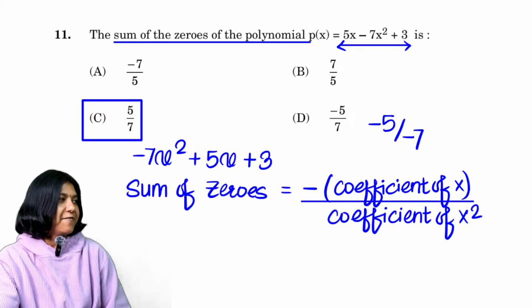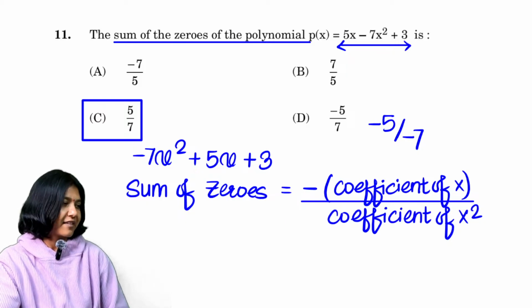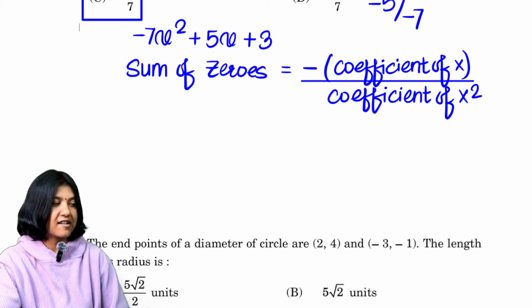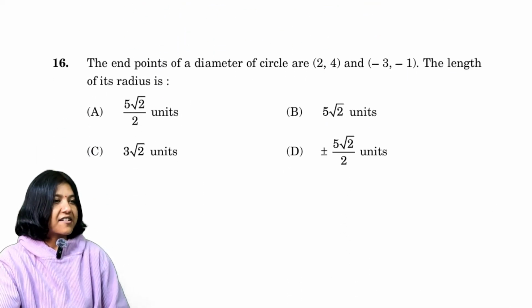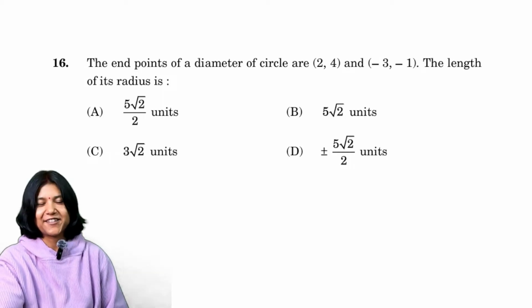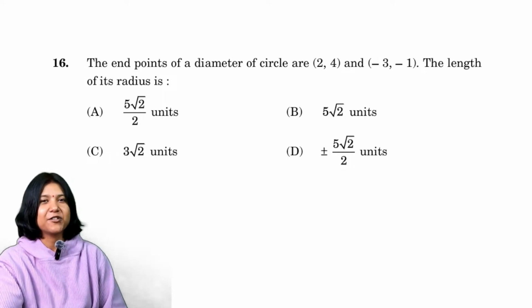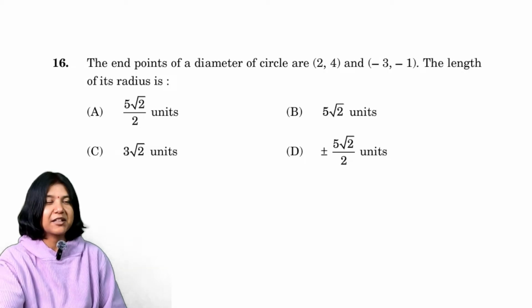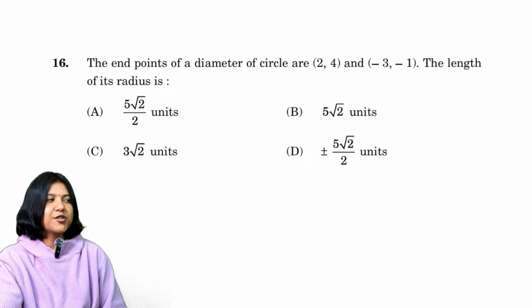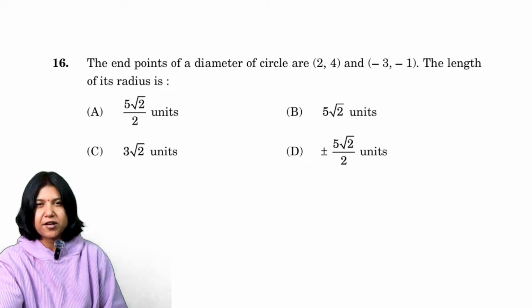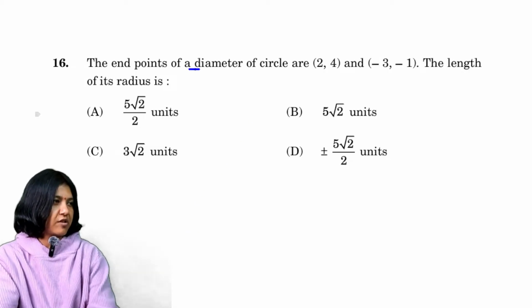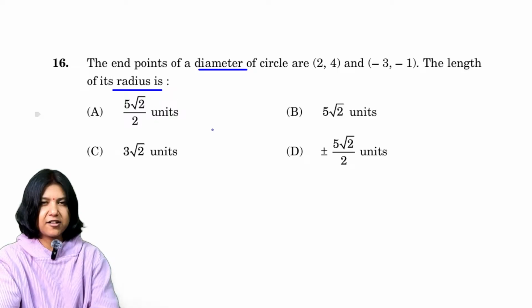So, this was question 11, and I hope that made sense. There is a next question coming up, from which topic? I think you can recognize the topic. You have been given two coordinates, and the length of the radius is to be found out. The coordinates given to you are the coordinates of the endpoints of a diameter. So the diameter is given to you, you want to find the radius. I think it's pretty clear.